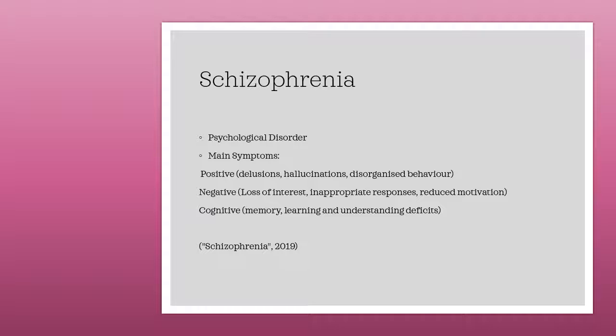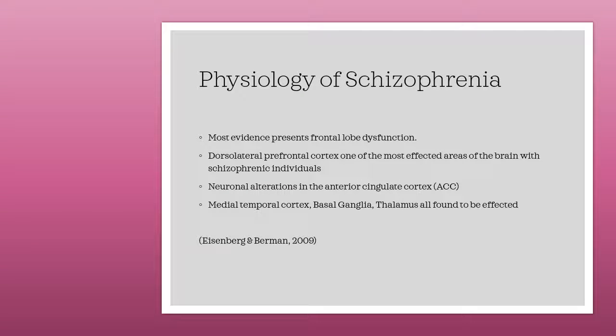Throughout the years, several researchers have used neuroimaging techniques to investigate which areas of the brain are affected in a schizophrenic individual by comparing scans to normal functioning brains. Most research has found evidence of frontal lobe dysfunction, most notably the dorsolateral, ventrolateral, and anterior cingulate. The dorsolateral prefrontal cortex, also referred to as DLPFC, has been found to be one of the most impacted areas of the brain in schizophrenic individuals.